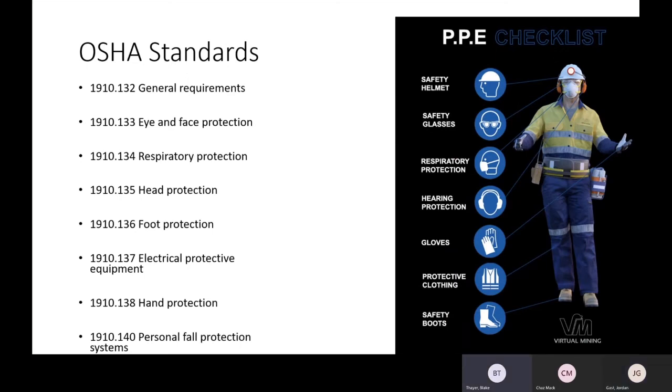The OSHA standards that talk about personal protective equipment are general requirements, eye and face protection, respiratory protection, head protection, foot protection, electrical protective equipment, hand protection, and personal fall protection systems.